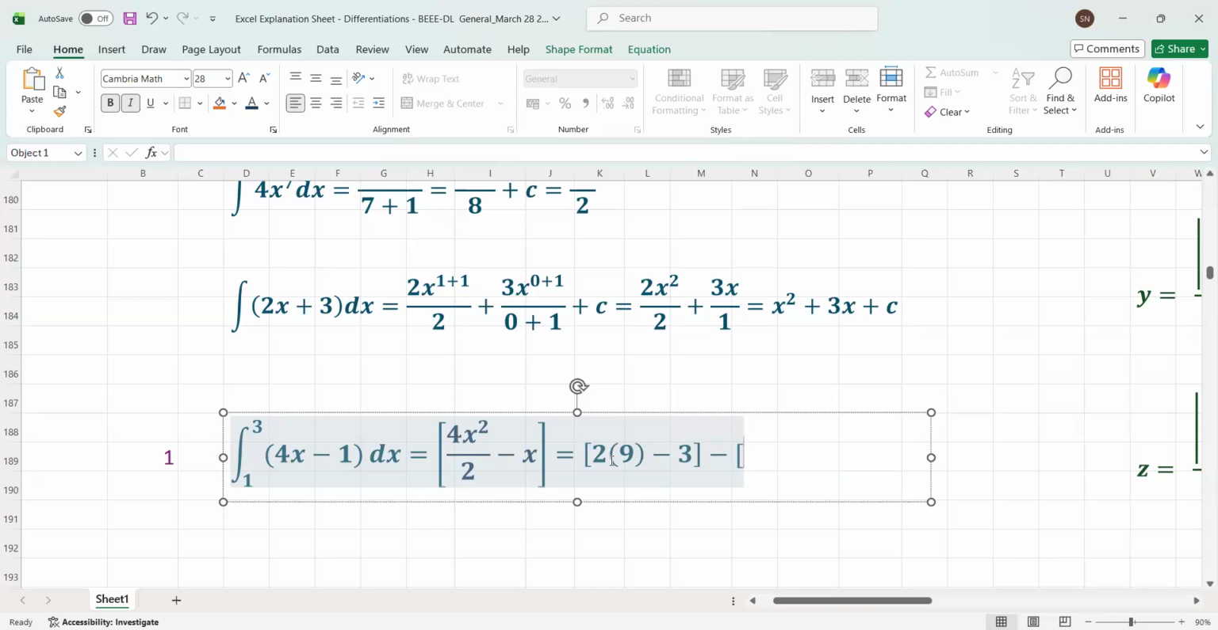So the lower limit, again, 2 into bracket, that gives you 3. So 2 times 3, sorry, 2 times 1. Okay, 2 times 1 minus, when you put the lower limits into that, that should give you minus 1.